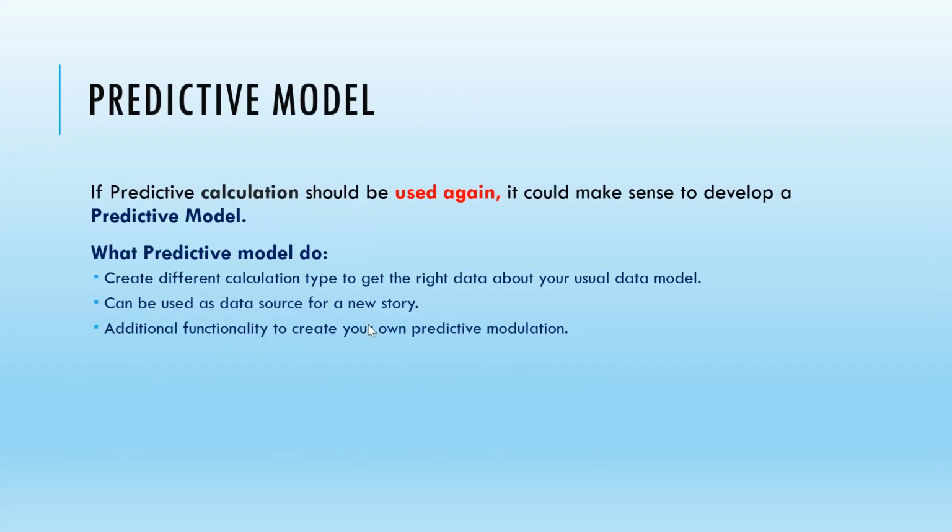And when we want to build predictive calculations which can be used again and again in different stories, then we can make a predictive model. Let's see how to create a predictive model, because this is important. We can create different calculation types to get the right data from the usual data model. We can use it as a data source for a new story. Once the model is created, it can be used in multiple stories. We can have additional functionality to create our own predictive modelization as well.